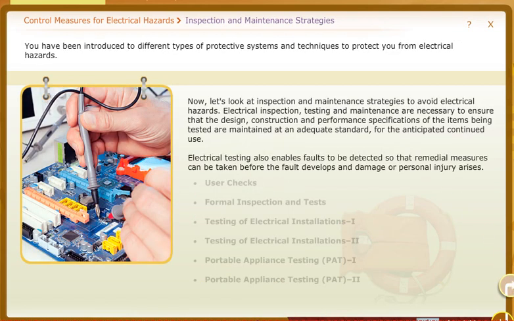You have been introduced to different types of protective systems and techniques to protect you from electrical hazards. Now, let's look at inspection and maintenance strategies to avoid electrical hazards. Electrical inspection, testing, and maintenance are necessary to ensure that the design, construction, and performance specifications of the items being tested are maintained at an adequate standard for the anticipated continued use. Electrical testing also enables faults to be detected so that remedial measures can be taken before the fault develops and damage or personal injury arises.